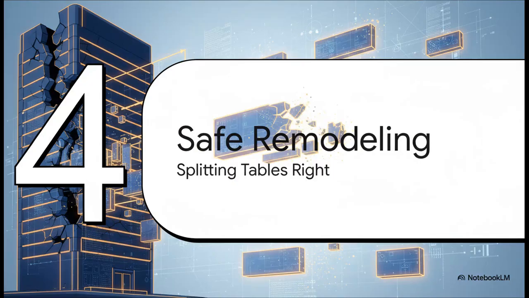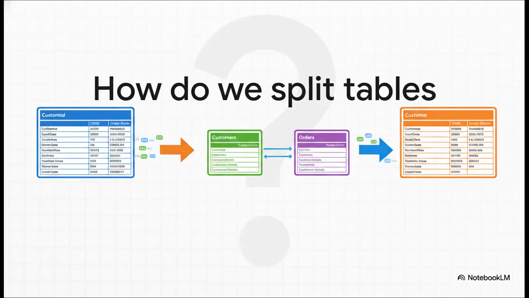So here's the bottom line. When our design breaks these building codes, the fix is usually to remodel. We have to split a big, clunky table into smaller, cleaner ones. But, and this is a big but, how do we do that without wrecking the place? How do we make sure we don't lose information or, even worse, invent data that was never there? And that leads us right to this critical question. When we split up a table, how can we be absolutely sure that we can put it back together perfectly? We need to be able to reconstruct the original data without creating any of these phantom records.